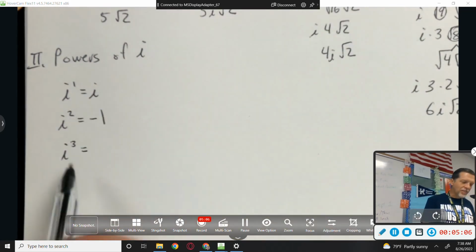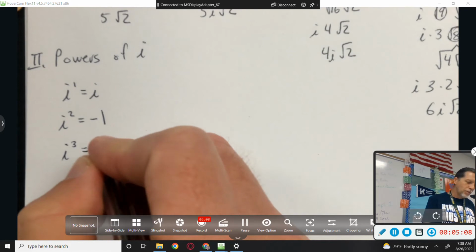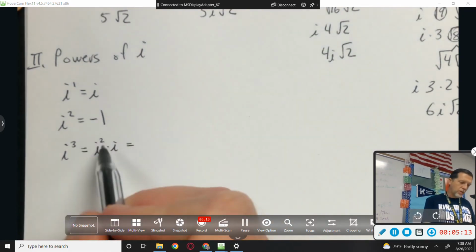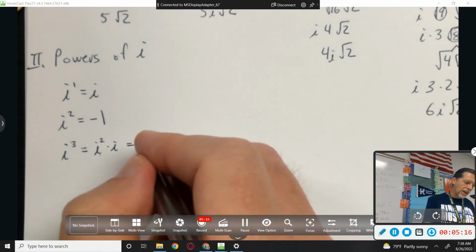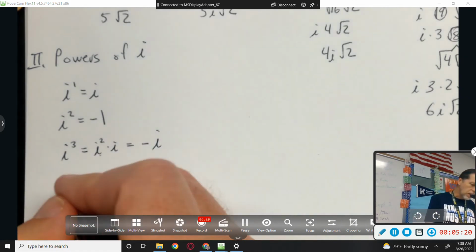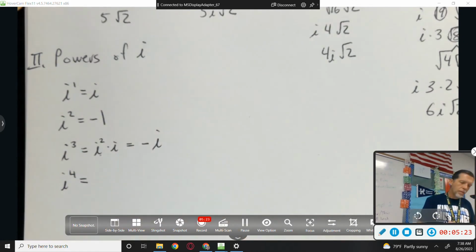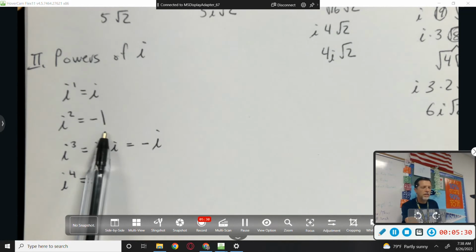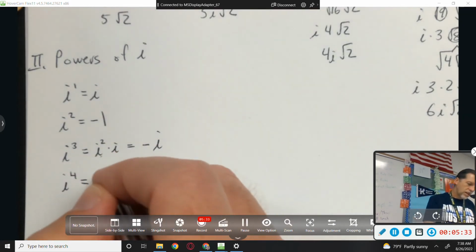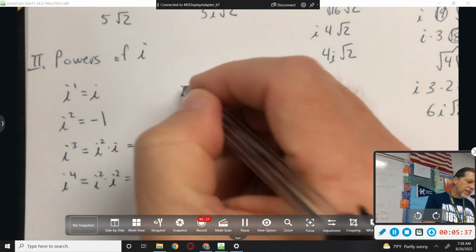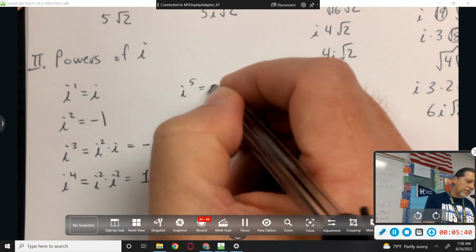If you get stuck, here's how I remember it. I cubed, the only way to get to I cubed is I squared times I. Well, I squared is negative 1, and I is just I. So we get negative I. How about I to the 4th? You could do I squared times I squared and get a positive 1. And then the pattern repeats after that. So I to the 5th is I.